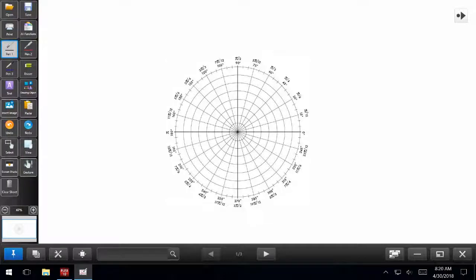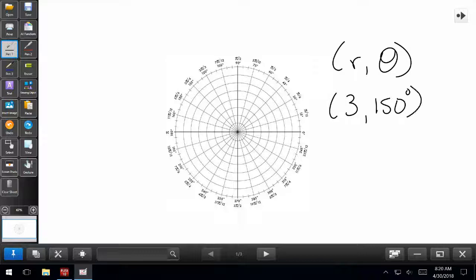Alright, we're looking at this polar graph, and we want to graph (3, 150). Remember, in polar, you have an r and a theta. So if I want to graph (3, 150), I start at my origin. There's 150. I go out to the third ring, 1, 2, 3. Y'all remember that?